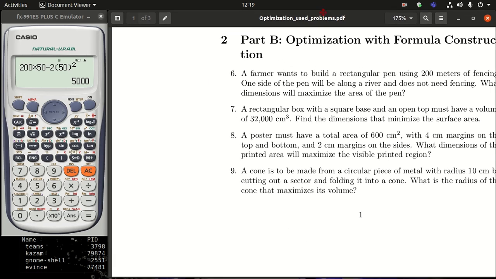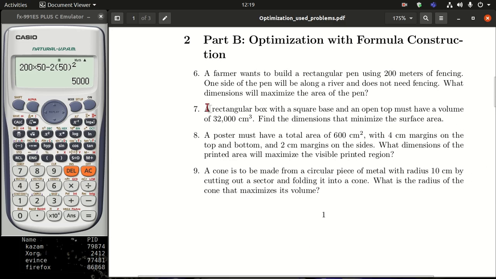Number 7 is saying a rectangular box. So we wanted to create a box with a square base. A rectangular box with a square base and an open top must have a volume of 32,000 centimeter cube. Find the dimensions that minimize the surface area.